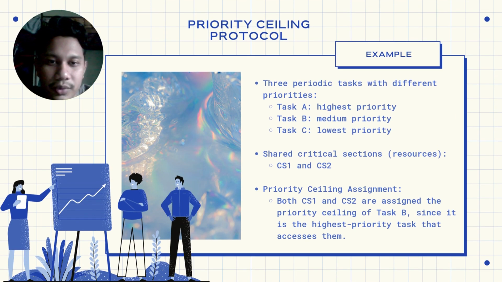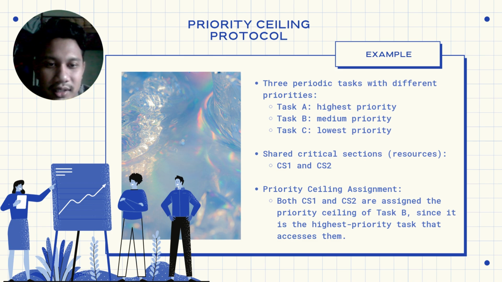Priority ceiling protocol example. Three periodic tasks with different priorities. Task A, highest priority. Task B, medium priority. Task C, lowest priority. Shared critical section resources: CS1 and CS2.